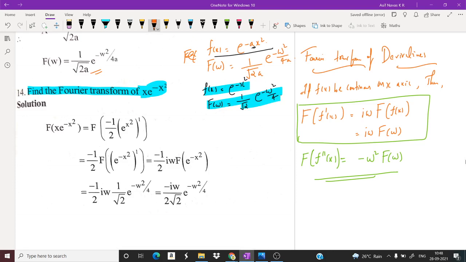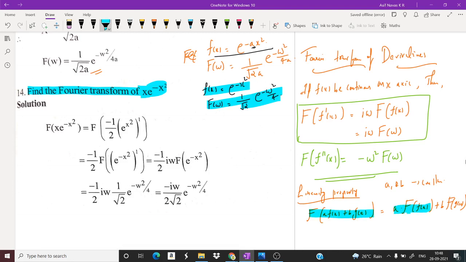Now, and also we have the linearity property. Linearity property, that is Fourier transform of a into f of x plus b into g of x is equal to a times Fourier transform of f of x plus b times Fourier transform of g of x. So if a and b are constants, you can take the constants outside.